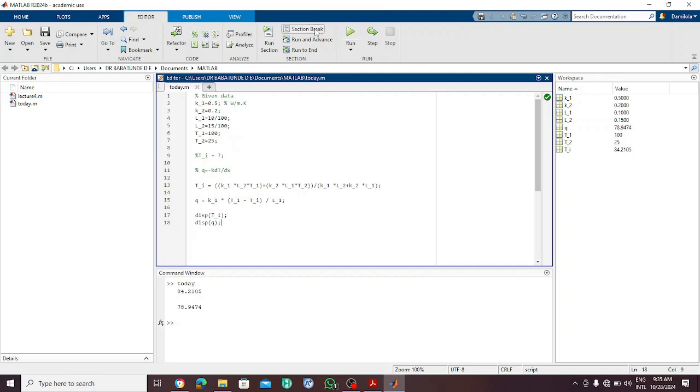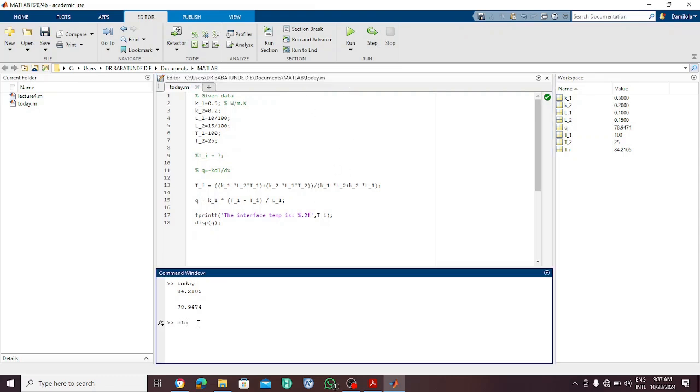So let's see, maybe I could have said fprintf, then all of this should be in quotation. This is double. Okay, so let's see what happens if I run it again. Let me clear what is here.